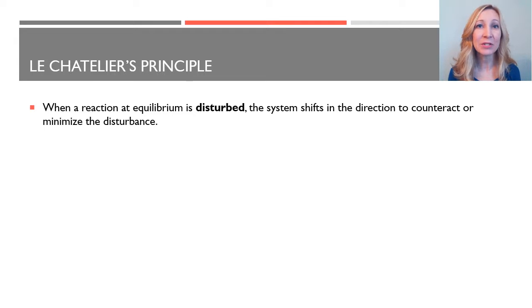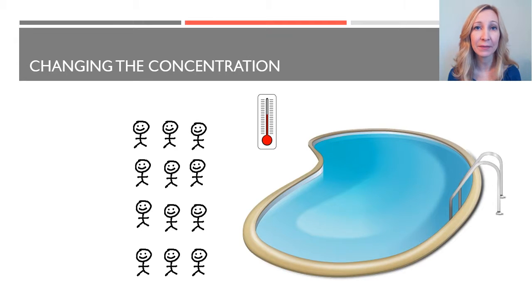So Le Chatelier's Principle states that when a reaction at equilibrium is disturbed, the system will shift in the direction to counteract or minimize this disturbance. So we're going to look at different scenarios and determine if these scenarios will cause the reaction to shift to the left or to the right. So let's take a look at what happens if we change the concentration or the quantity of a reactant or product. So let's take a look at our analogy with the sunbathers and the swimmers.